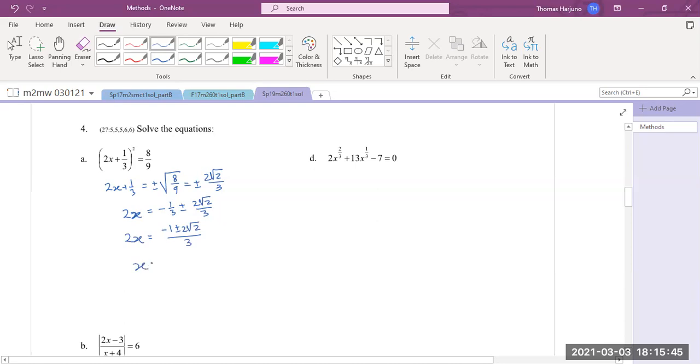Now I will divide by 2. But dividing by 2 is the same as multiplying by 1/2, right? So x equals negative 1 plus or minus 2 radical 2 over 6. Now split it. x1 is negative 1 plus 2 radical 2 over 6, and then negative 1 minus 2 radical 2 over 6.